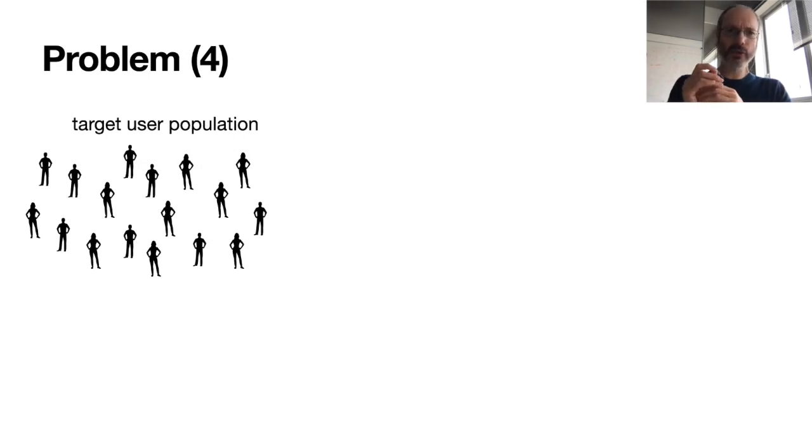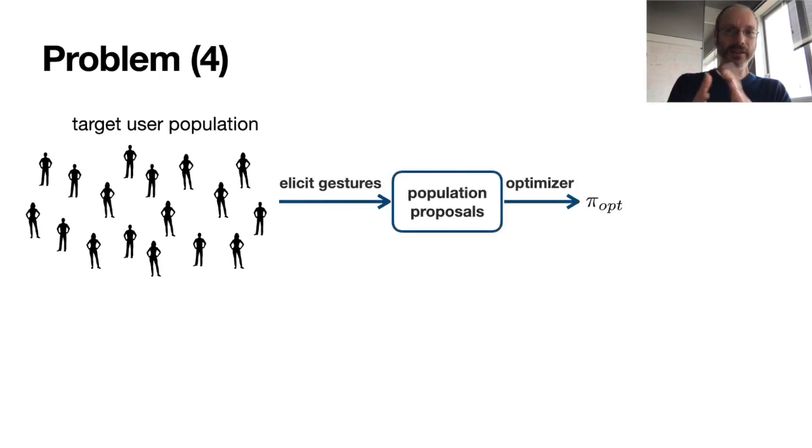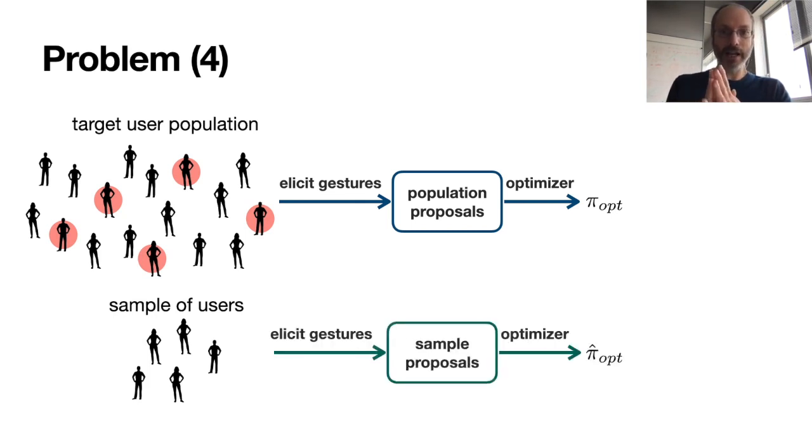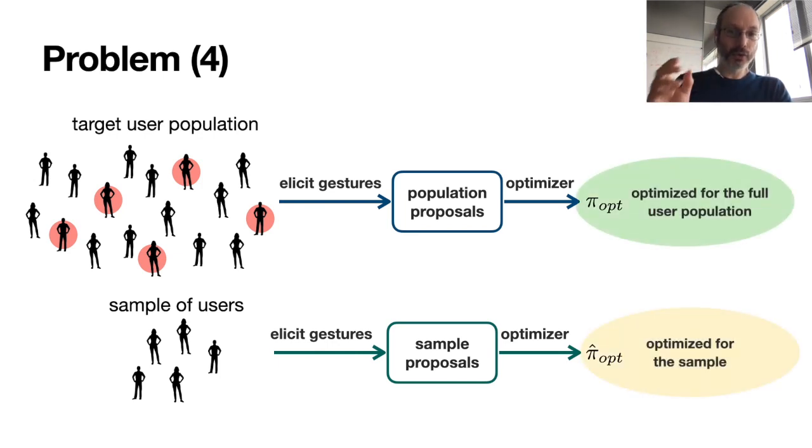Our goal is to create a gestural vocabulary for the larger population of users. Ideally, we would like to elicit gestures from all these users and optimize based on all this data. But in practice, we collect data from a small sample of users, and the sign mappings that we derive maximize guessability only for this group of users. So to what extent are these two sign mappings similar or different?